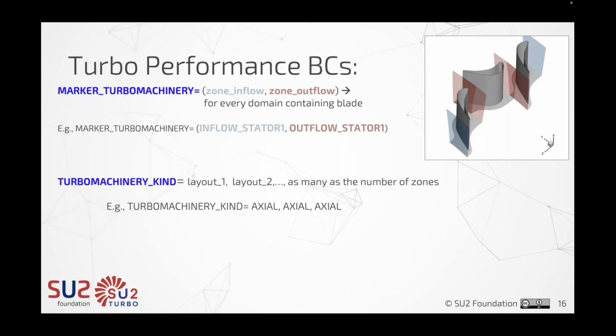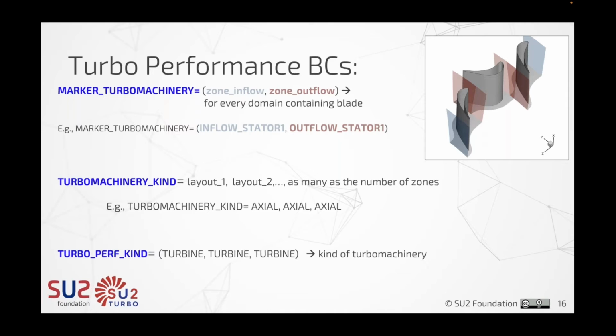But then, as was pointed out in the previous talk, we also need to specify the layout of the machine. It could be an axial machine, it could be a centrifugal machine, and the code needs to know this information because this changes the way in which span-wise and pitch-wise directions are identified, and also the normals on the surface. So for each of the domains, we'll have to specify the layout, that in this case is axial for all the 3 stages, for all the 3 blade rows.